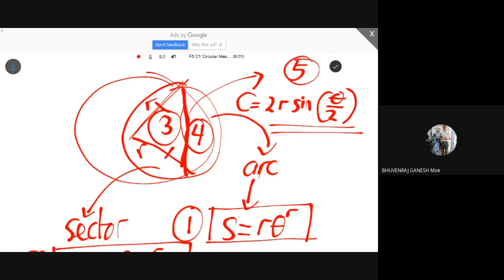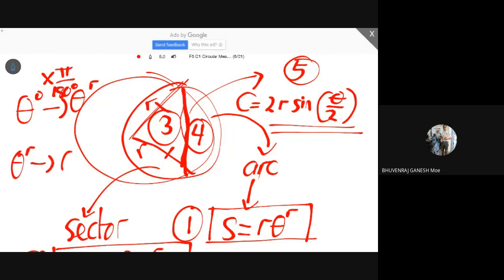So another thing you all must know, theta degrees to theta radian. Remember, times pi over 180. Yang ni conversion dia. Kalau kamu nak pergi dari radian kepada darjah, darab 180 bahagi dengan pi. Okay, so basically semua dah ada kat sini. Satu page.